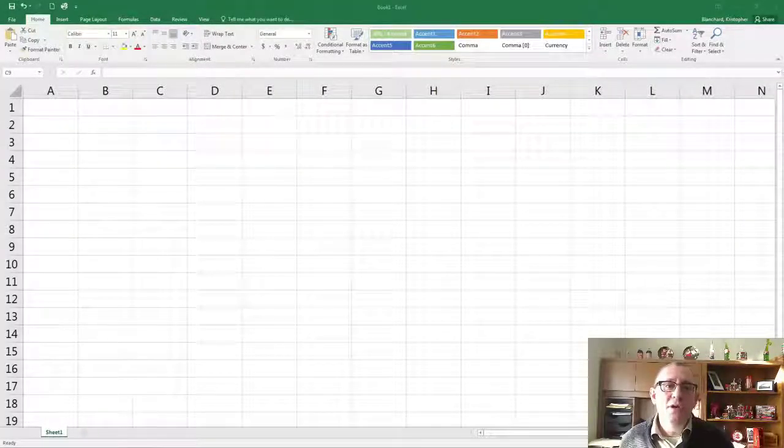Hello everybody and welcome to this tutorial on creating a financial calculator with Excel. As we go through, what we're going to do this week is build this financial calculator that's going to help you.